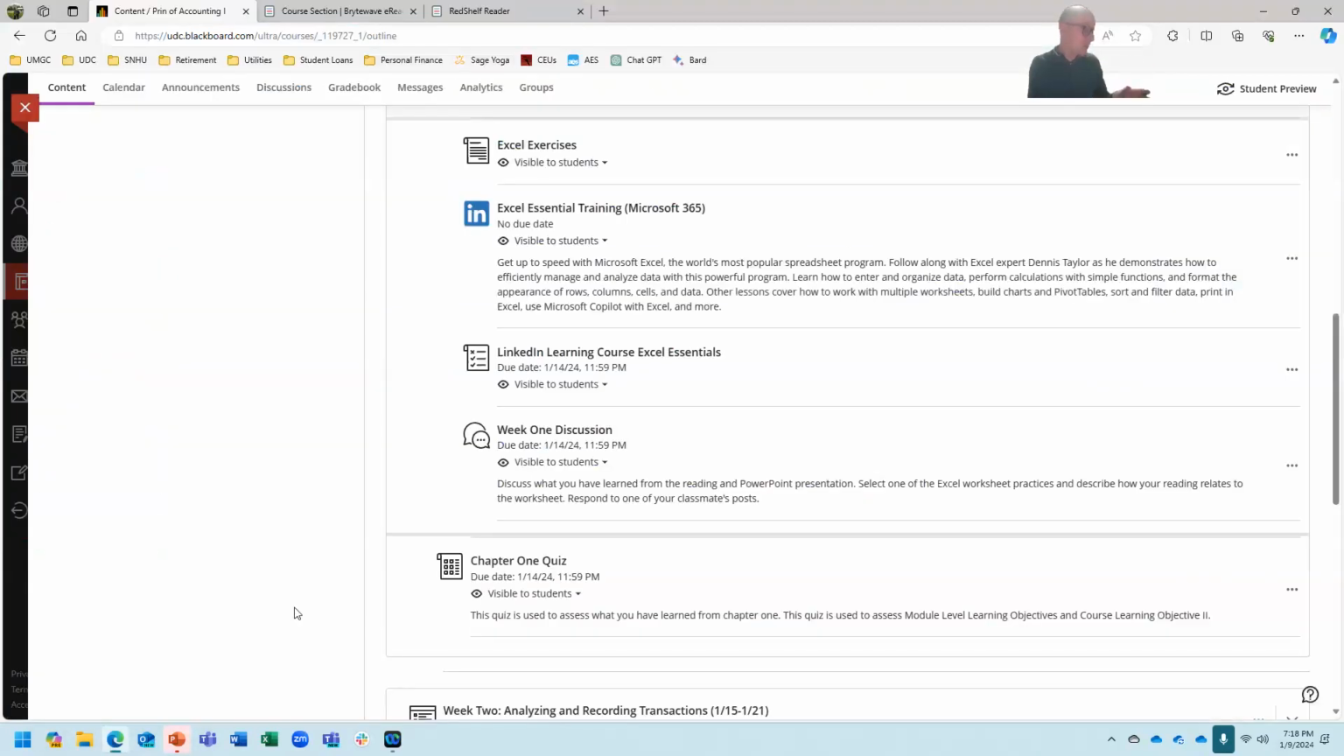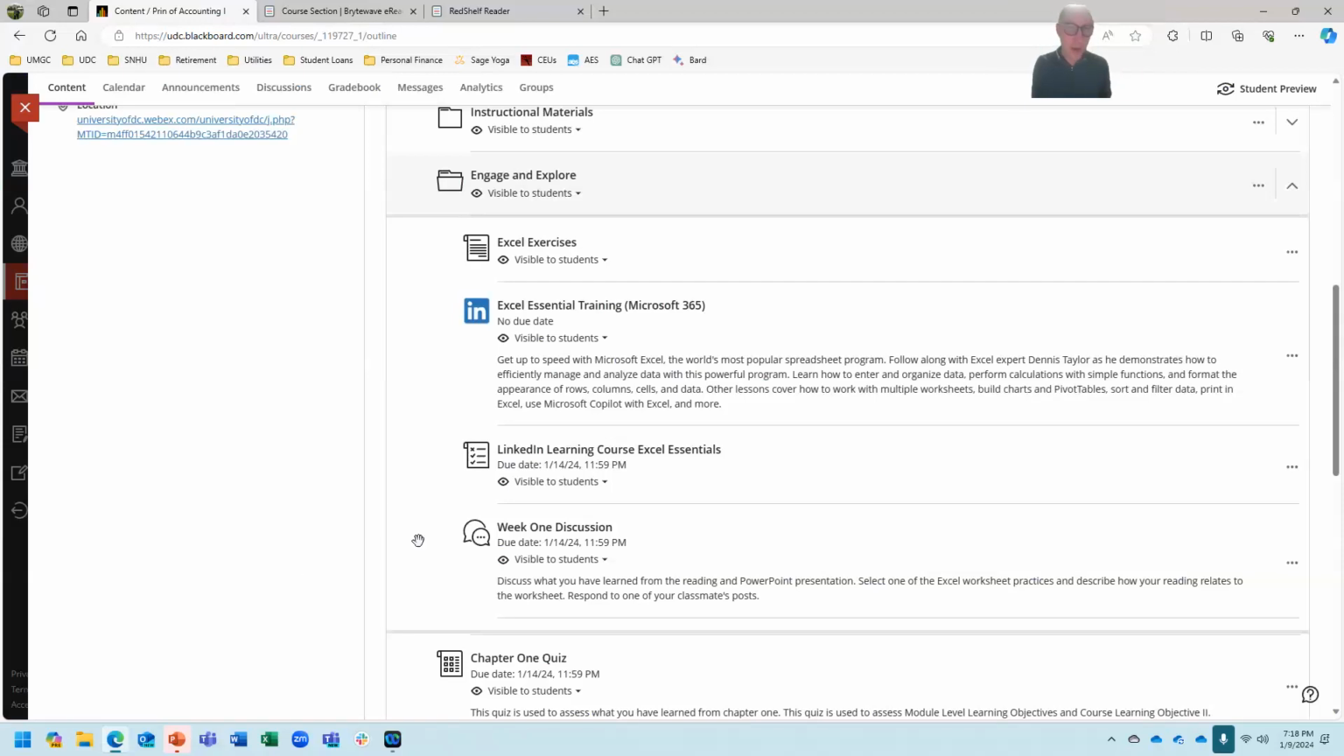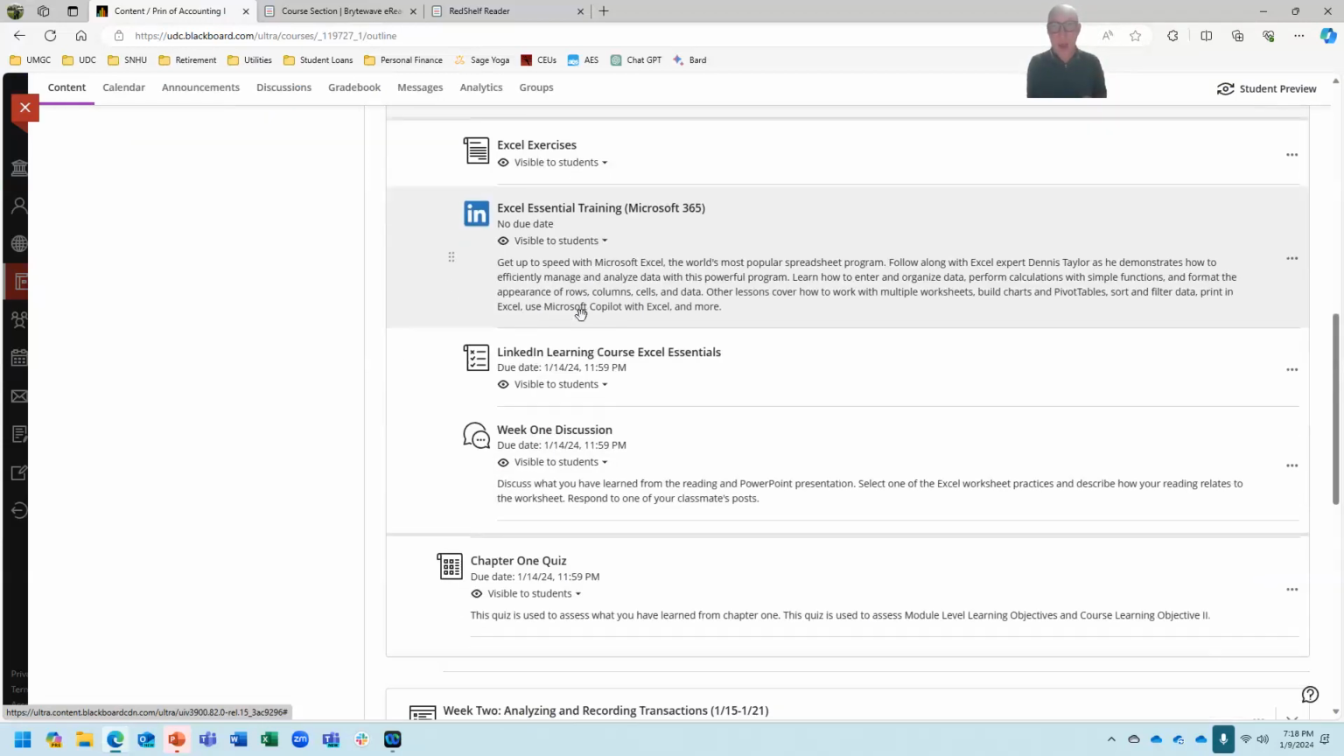The way that you need to do that is, of course, to complete all of the coursework. So what you need to do by Thursday night is to post your original discussion to the week one discussion forum. And then by Sunday night, you need to complete your LinkedIn Learning Certificate for Excel, your Excel essential training. You'll also need to respond to two of your classmates in the discussion forum by Sunday night and complete the chapter one quiz.